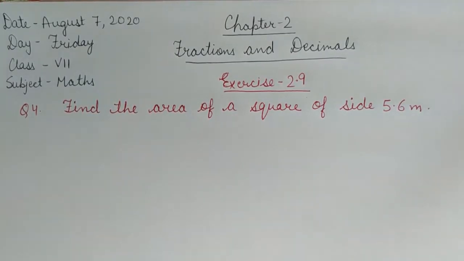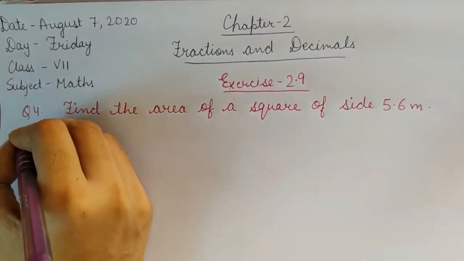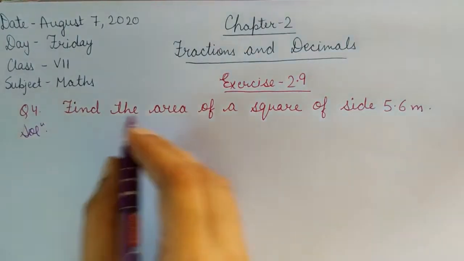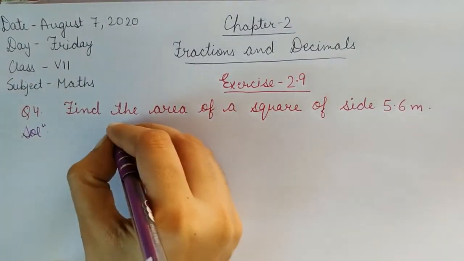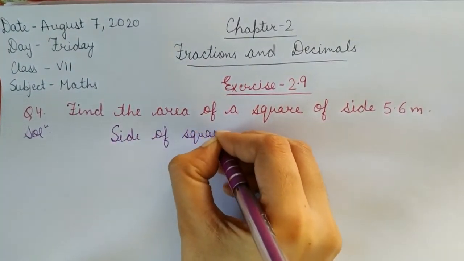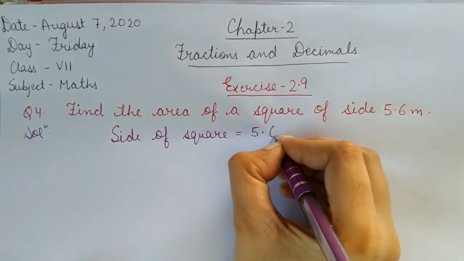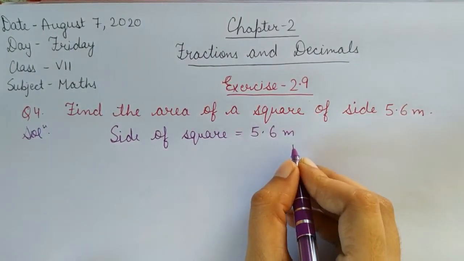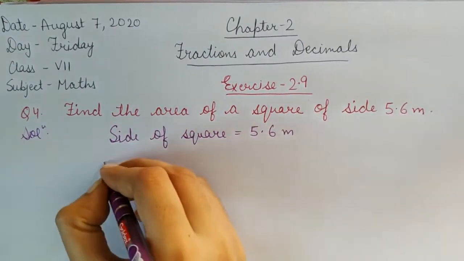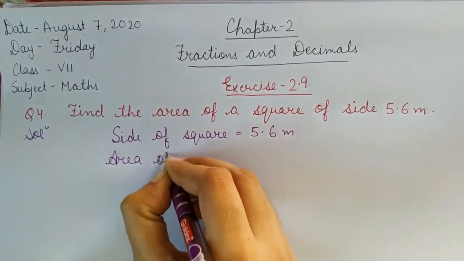In this question we are given a square and the side of that square is 5.6 meter and we have to find the area. So as usual, first of all we will write whatever we are given. We are given the side of a square. Side of square is given 5.6 meter. So side of square is equal to 5.6 meter. And what we have to find? Area of a square.